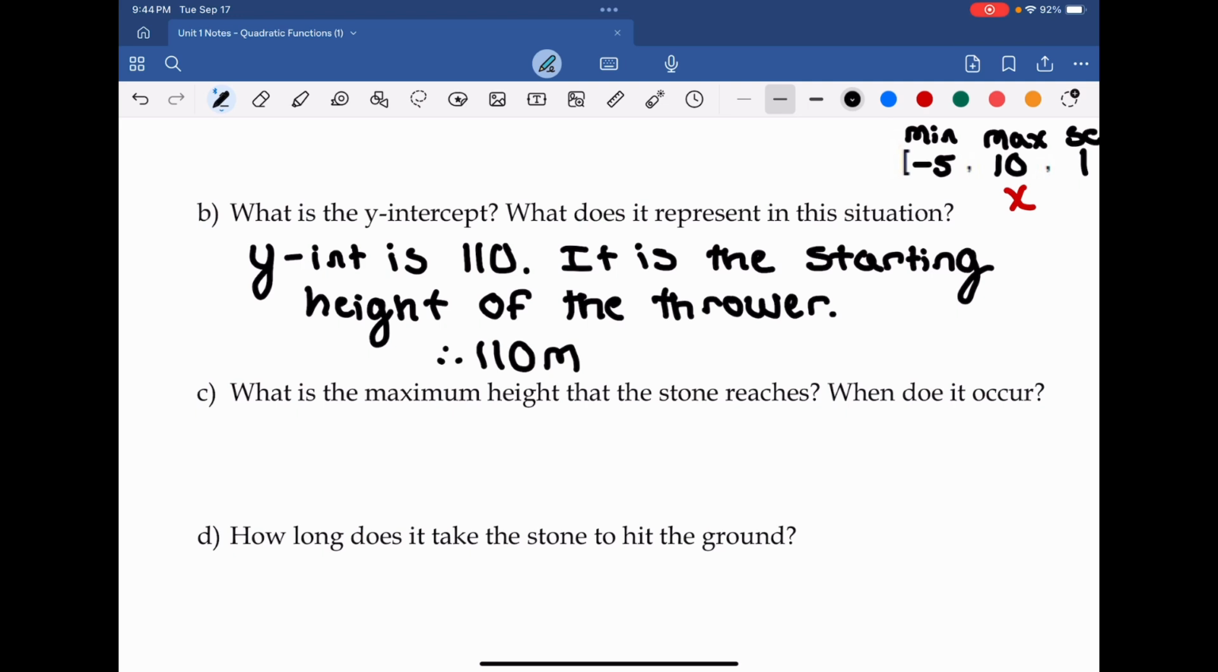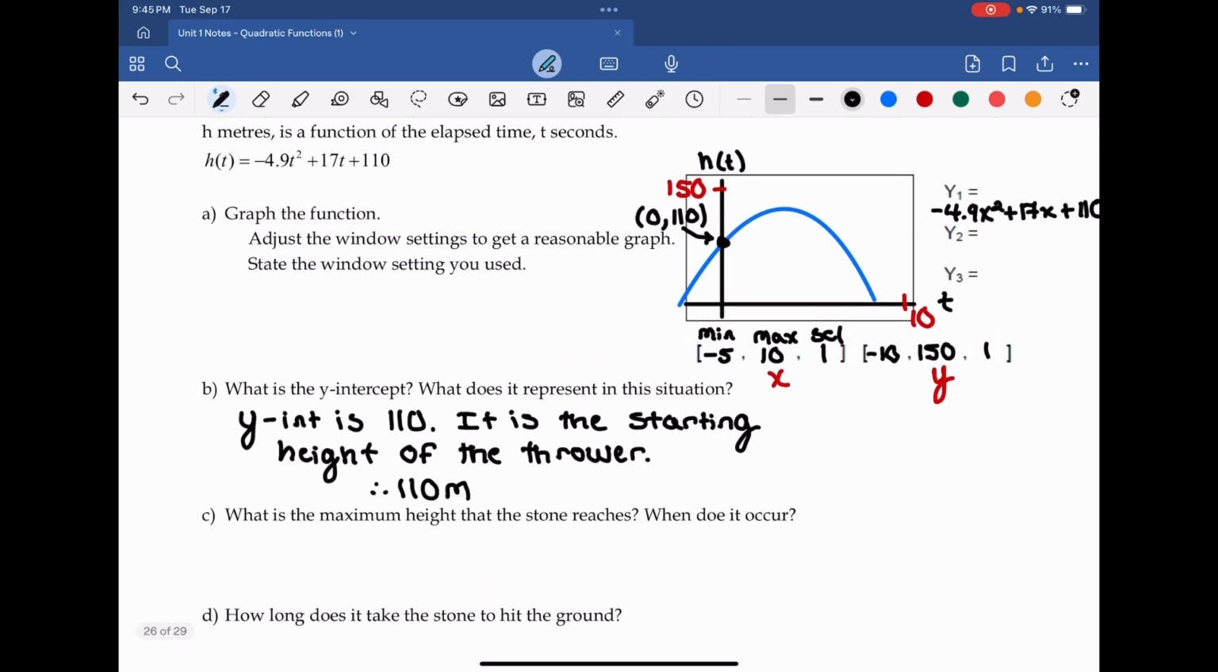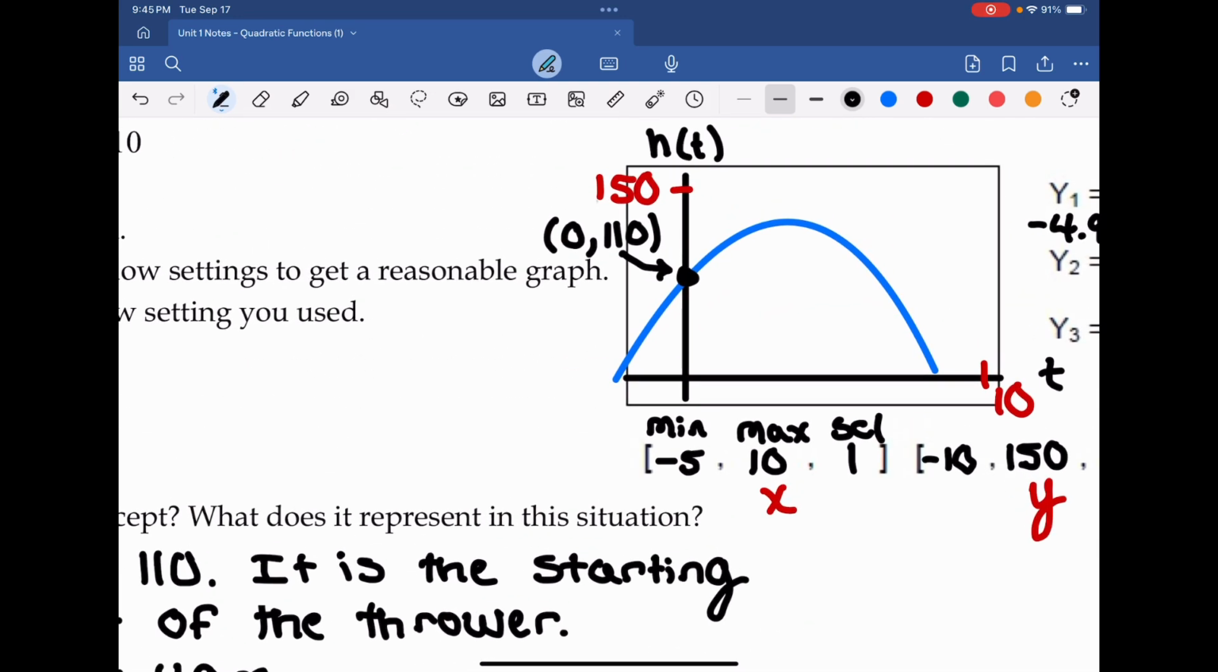Now, what is the maximum height that the stone reaches? In order to do this, we're actually going to have to do a bit of calculator work with this one. So when we look at this piece here, what is the maximum height and when does it occur? We want to look at our graph here, and we're solving for the vertex up here. Well, in order to do that in the calculator, let me just write out the steps, and then I'll help you visualize what those steps look like when we actually take it to the graph here.